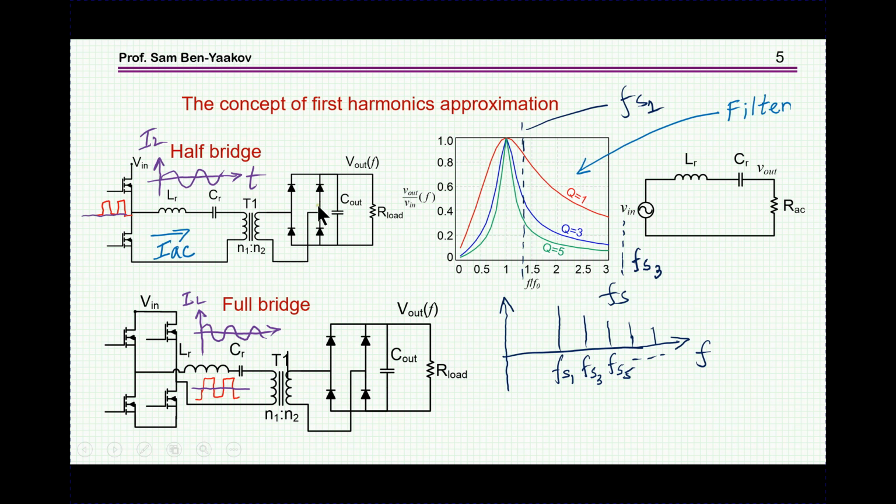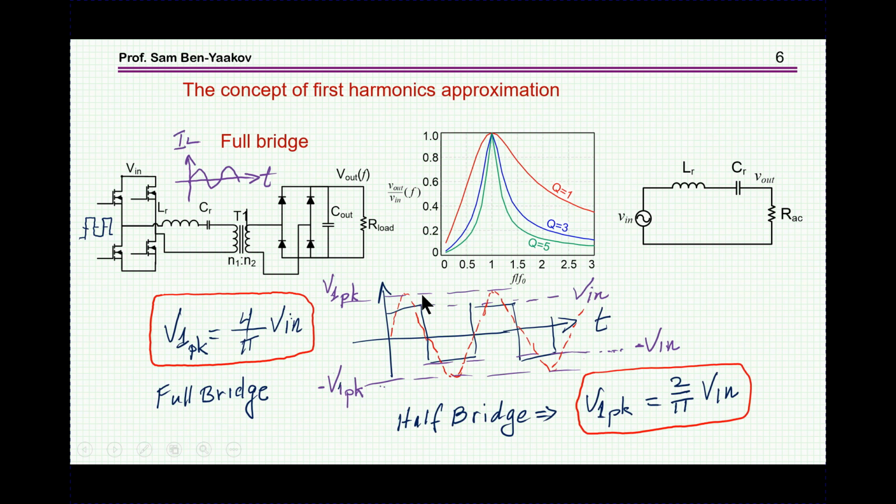Now the configuration could be of a half bridge, here it is, or a full bridge. Of course, the magnitude or the relationship between the V in and the square wave is different here. Here we're going to have plus minus V in, and here we have 0 to V in. So in fact, we have plus minus V in over 2. But in principle, we have the same situation here and here.